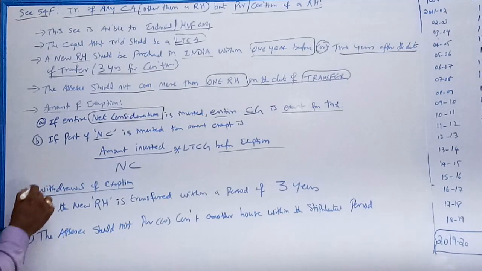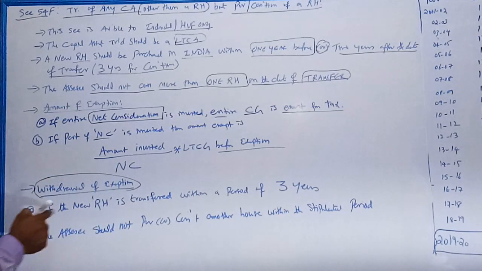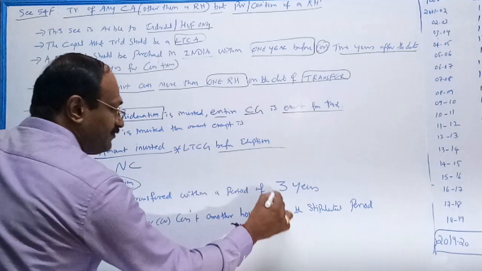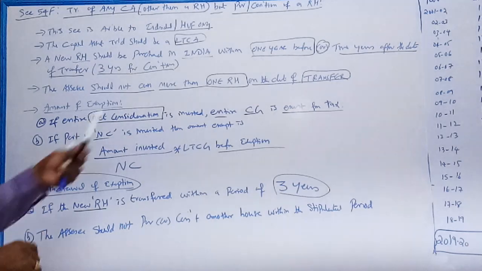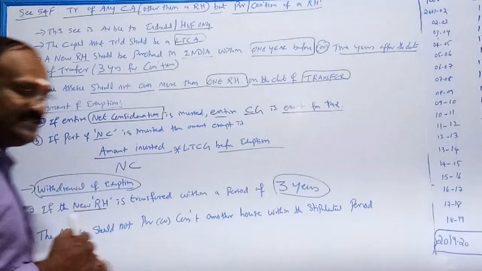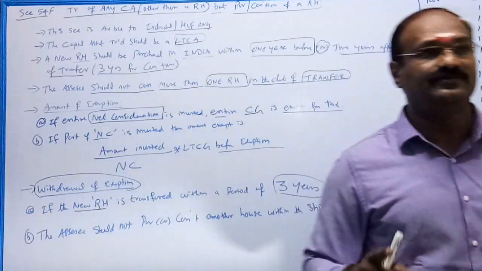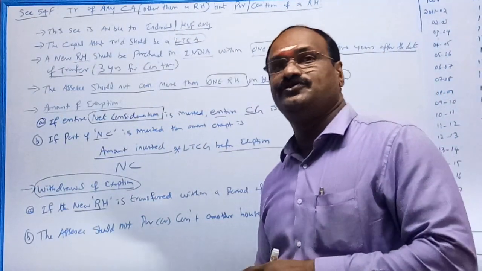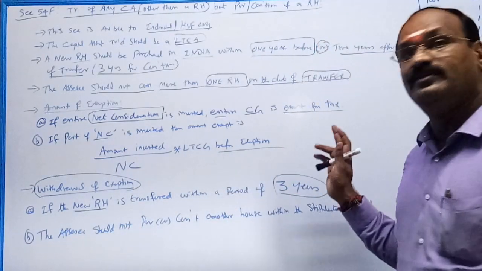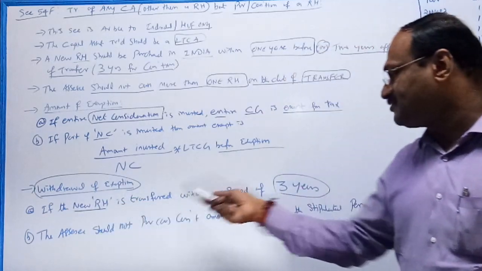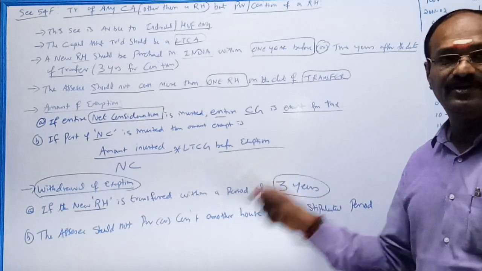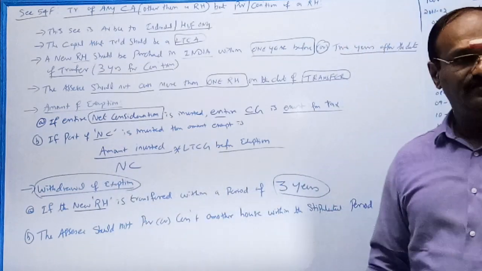Then finally, withdrawal of exemption. If the new residential house is transferred within a period of 3 years, the exemption is withdrawn. You claimed section 54F by investing the entire net consideration, but that residential house is not allowed to be transferred within a period of 3 years. Suppose within 3 years you transfer it, then it is taxable.